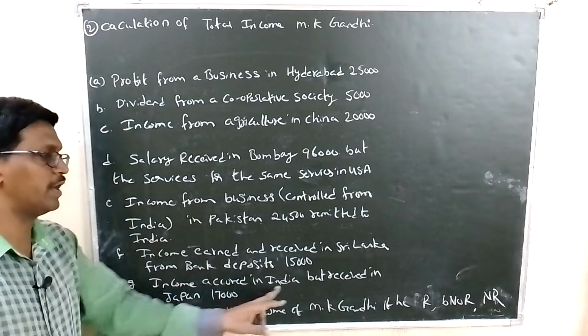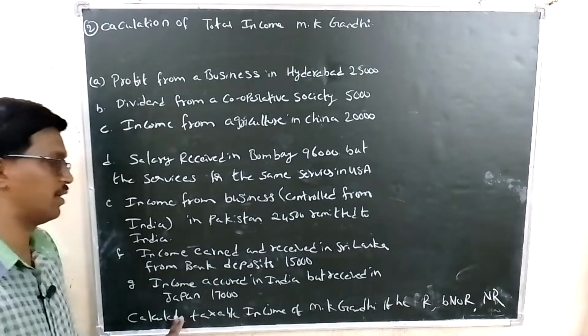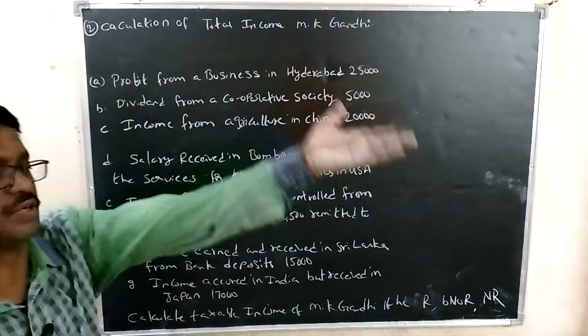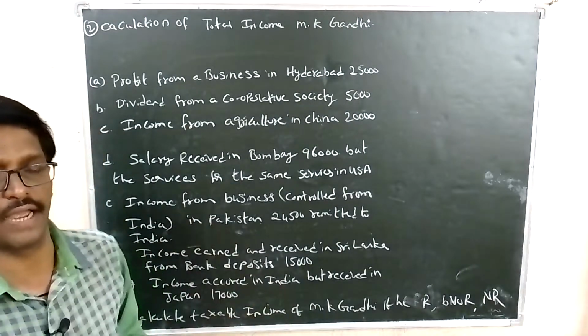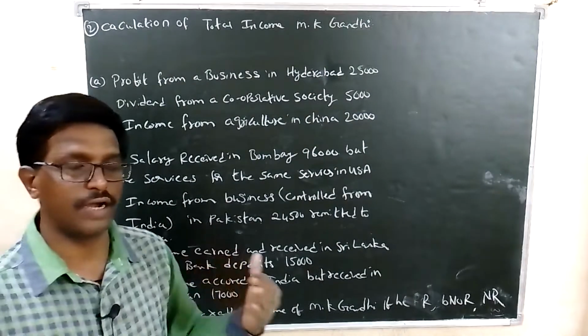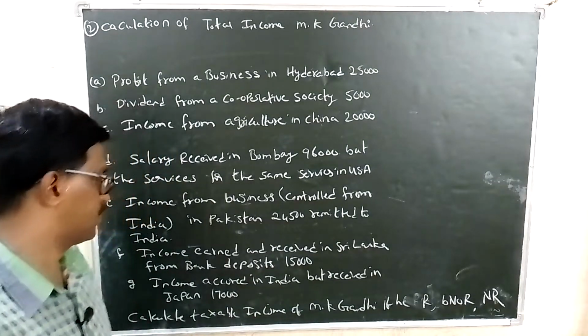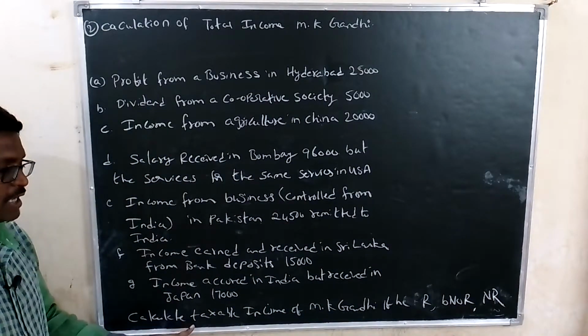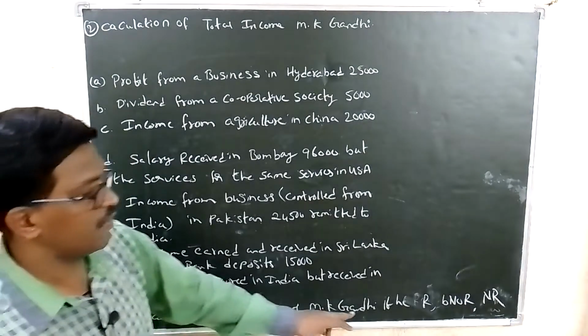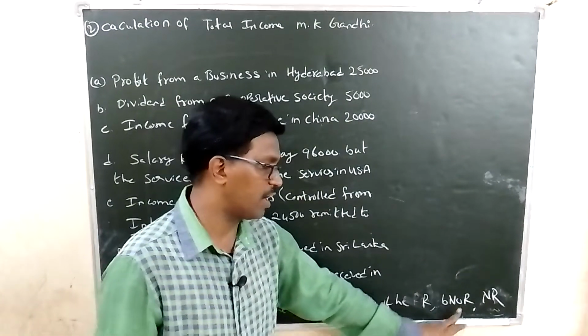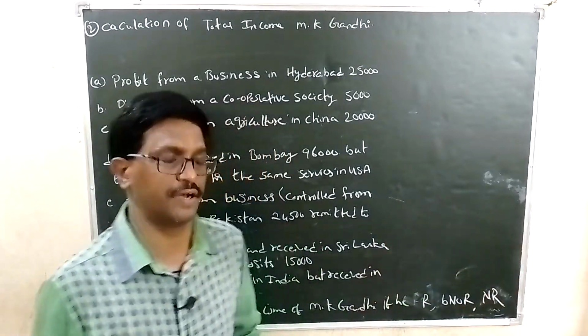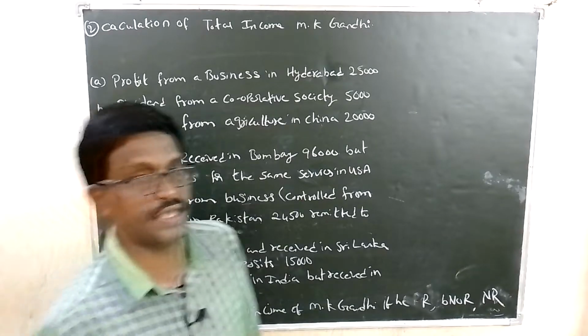Income accrued in India but received in Japan. Accrued in India and received in Japan, it is taxable under three categories: resident, not ordinarily resident, and non-resident. You are required to calculate taxable income of Mr. Gandhi if he is a resident, not ordinarily resident, and non-resident. Let us see the solution.